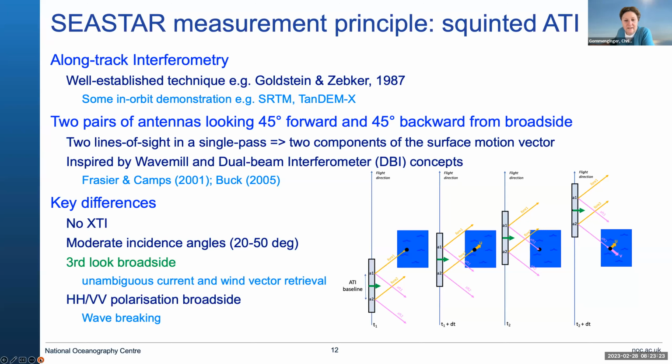Like I said, we're adding a third look, broadside, in order to get the unambiguous retrieval of currents and wind vectors. And finally, something I haven't mentioned yet is the fact that for the broadside, we're also going to have some polarization capability. And this is something we want to use to look at the impact, for example, of wave breaking at the fronts, because of the very fine scales that we're going to be able to resolve with this instrument.